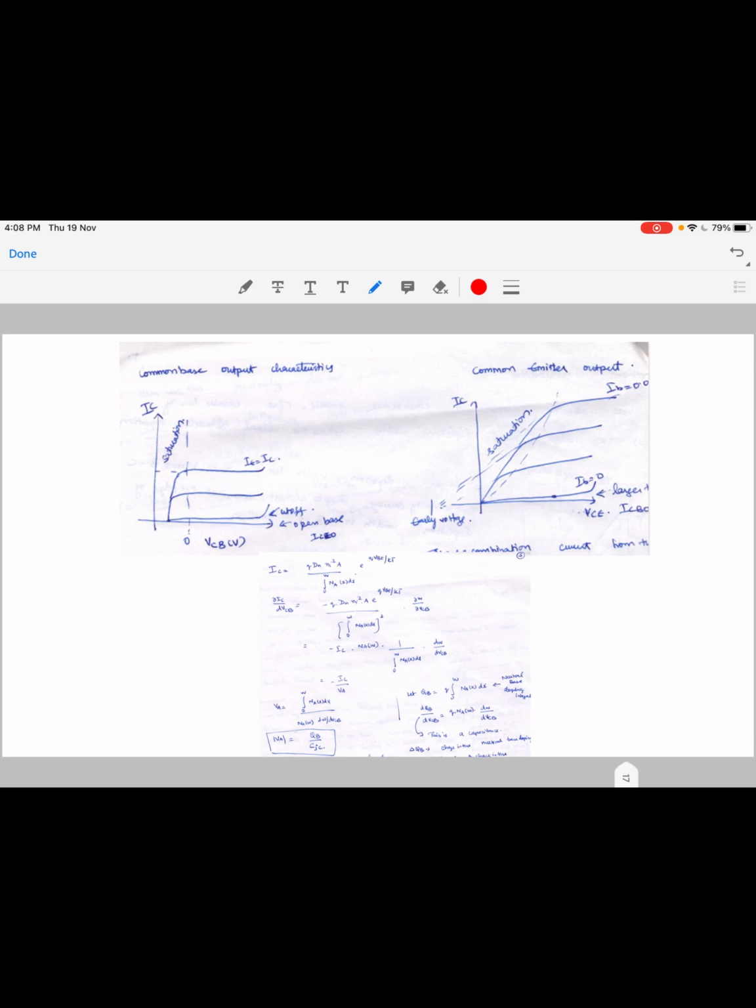As we saw previously, there are two configurations. One is called the common base configuration, where the input is from the emitter side and the output is on the collector side. The gain is almost equal to 1.